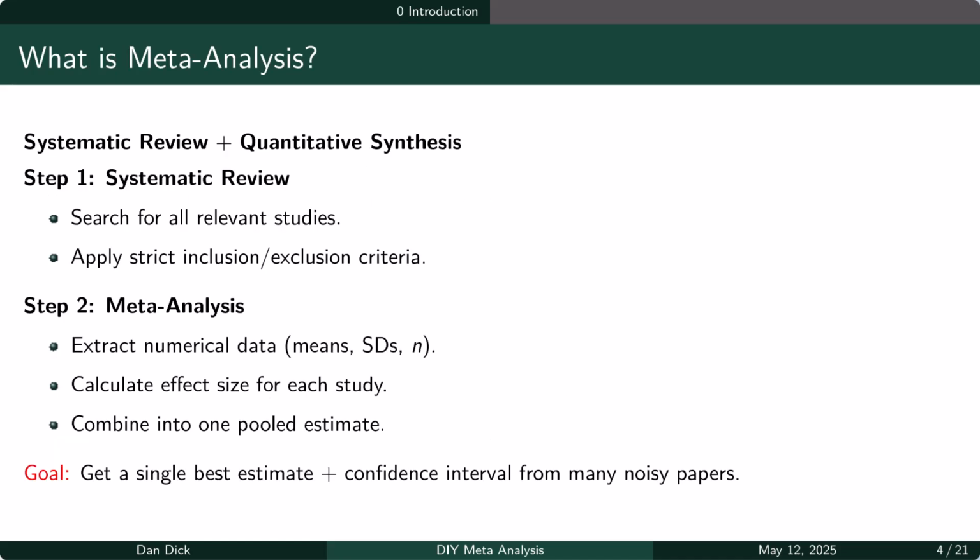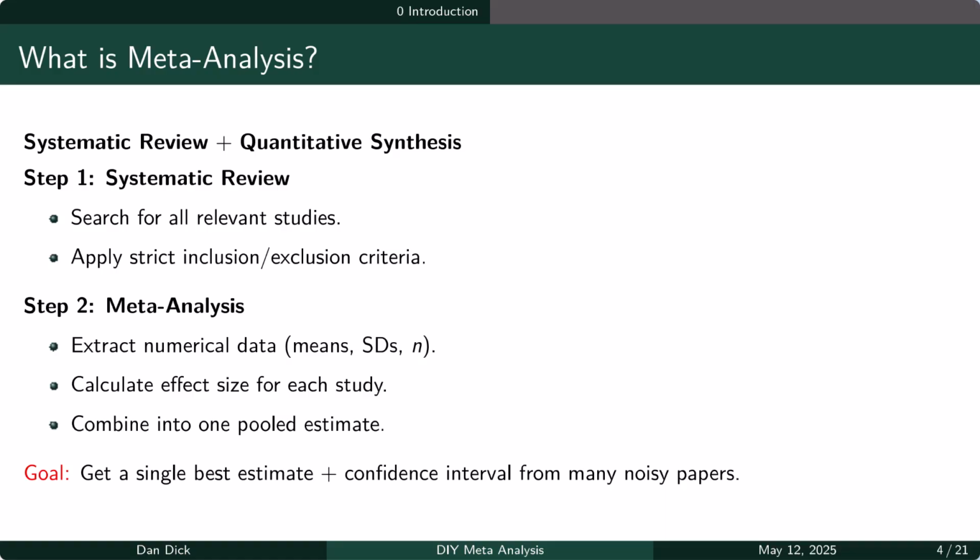So what is a meta-analysis? Really, it's a systematic review and a quantitative synthesis. There are two parts to this. Part one is the systematic review, which is simply a search for all of the relevant studies that cover the topic and have information about the thing you're trying to understand. Through this, we can apply strict inclusion or exclusion criteria such that papers that do not fully meet the scope of the study can be excluded, while those that do are included in the meta-analysis.